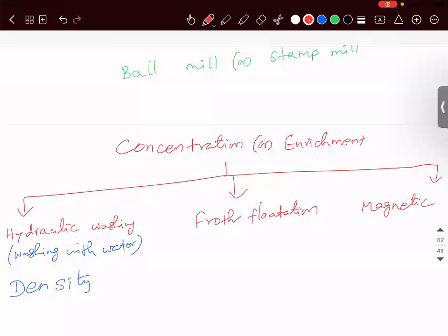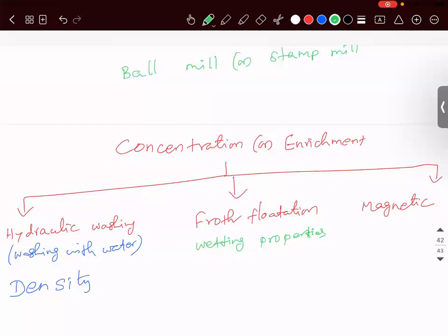Then fourth, froth flotation. What you can do from this flotation is based on the wetting property. The principle is the wetting properties of ores and gangue impurities. Certain things are hydrophilic, certain things are hydrophobic. What is the meaning of hydrophilic and hydrophobic? They are water loving and water hating. So they will be dissolved in water, or they are not dissolved in water.